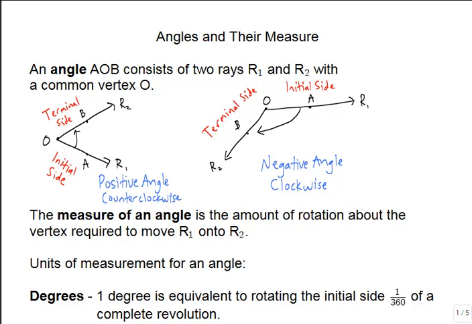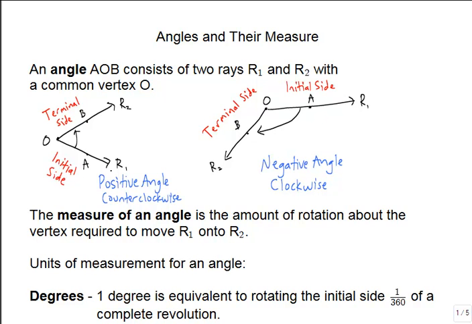An angle AOB consists of two rays, R1 and R2, with a common vertex O. So this is how an angle would be drawn. We've got our ray R1, our ray R2, and there's 3 points, A, O, B. The middle letter is always the vertex, so the O is the center, and your initial side would be the ray 1, your terminal side would be the ray 2, and our angle goes from the initial to the terminal side.